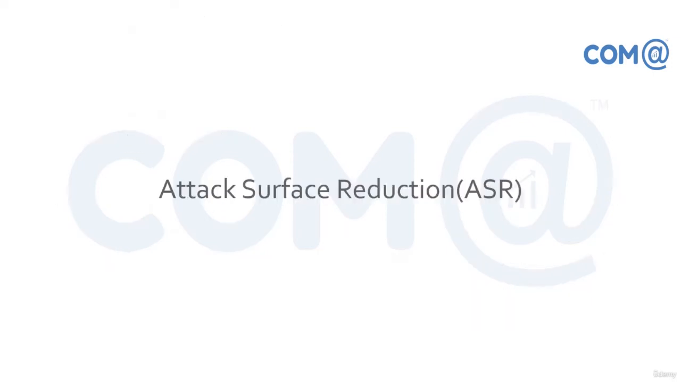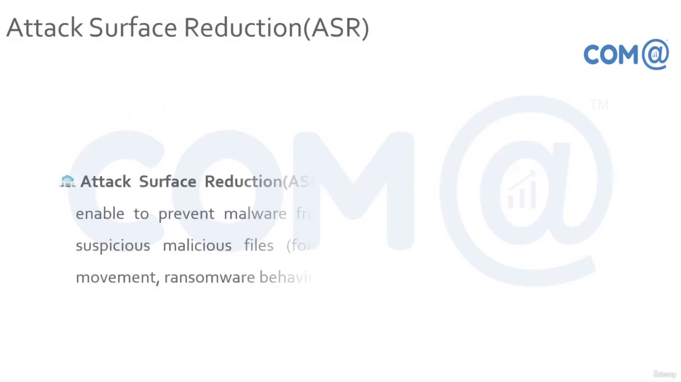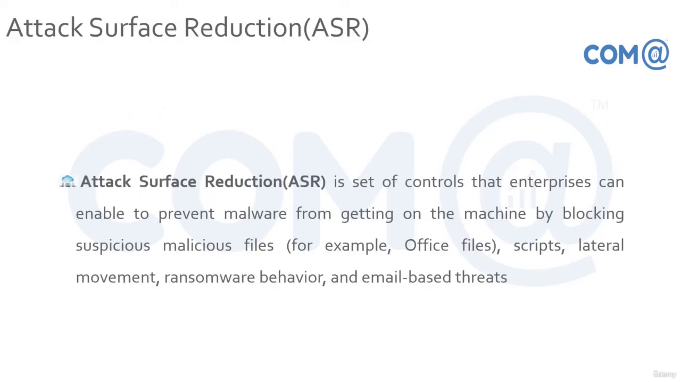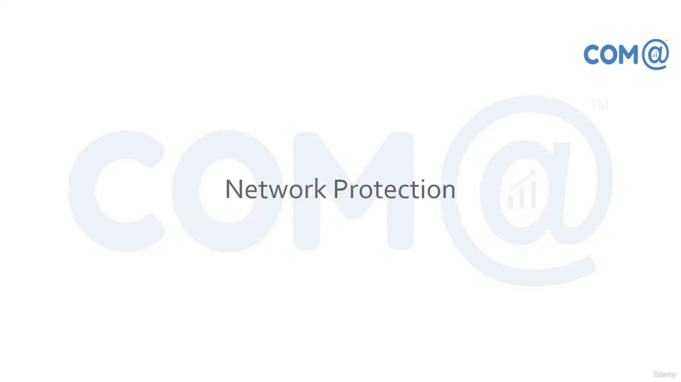And initially understanding about the attack surface reduction. So basically, this ASR is a set of controls that enterprise can enable to prevent malware from getting on the machine by blocking the suspicious malicious files like a Word file or Excel file or any PDF file. Or even any scripts or lateral movements or ransomware behavior, and even email-based threats.